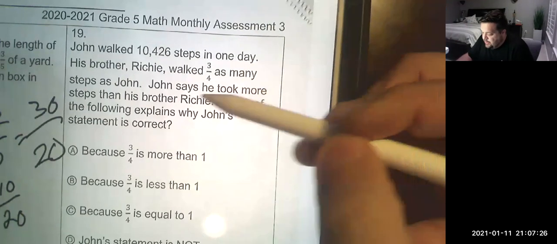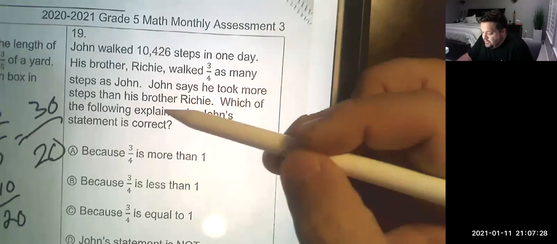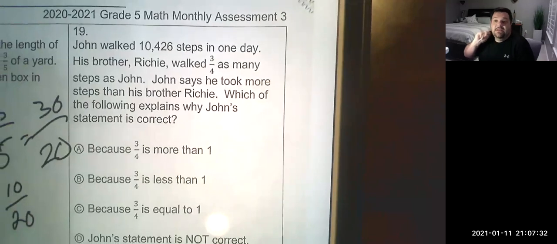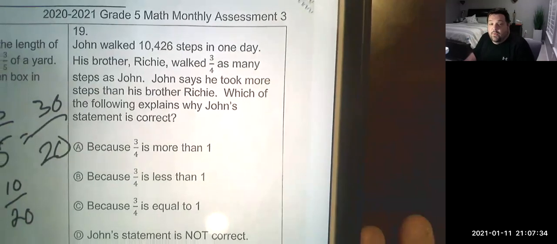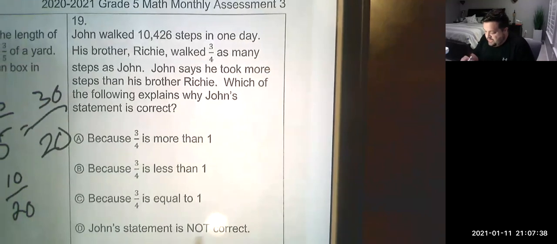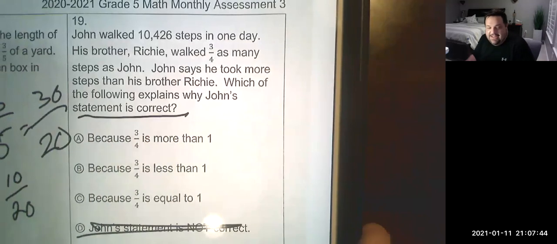John says he took more steps than his brother. Which of the following explains why John's statement is correct? So they're telling us his statement's correct. We know John walked more, but why? Well, let's look down here. John's statement is not correct. Well, D doesn't make sense, right? Because they told us the statement is correct, so the answer can't be D.